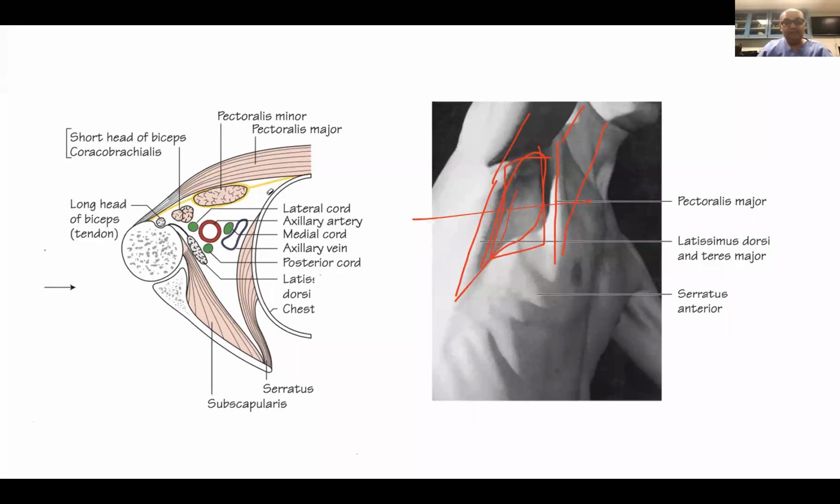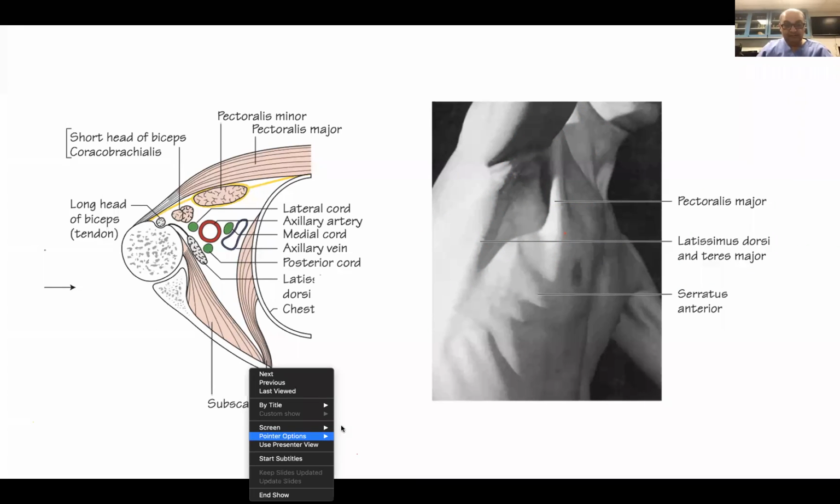Okay, I'm proceeding, but before that I want to remove my mess. Where is my arrow? Here you go.